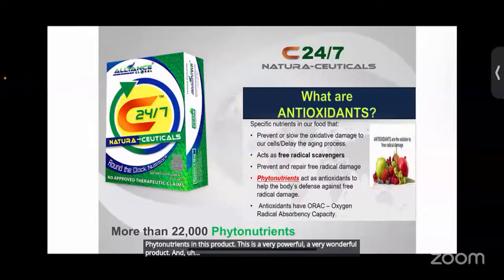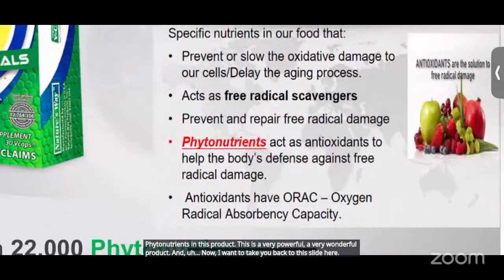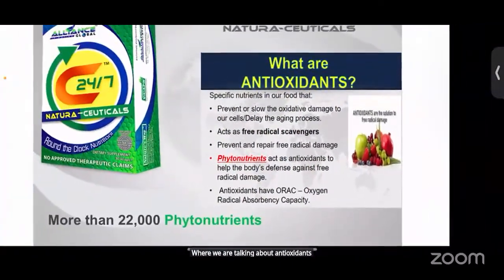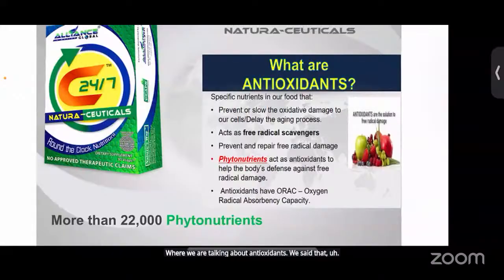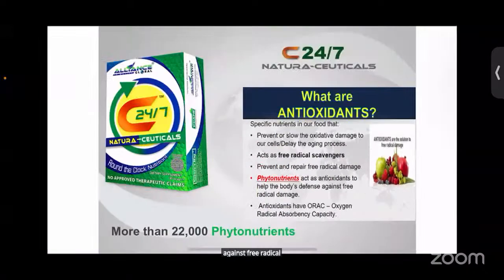Now I want to take you back to this slide, where we are talking about antioxidants. We said that phytonutrients act as antioxidants to help the body's defense against free radicals. But this C24/7 has more than 22,000 phytonutrients. All these are antioxidants. That's what I'm trying to explain here.